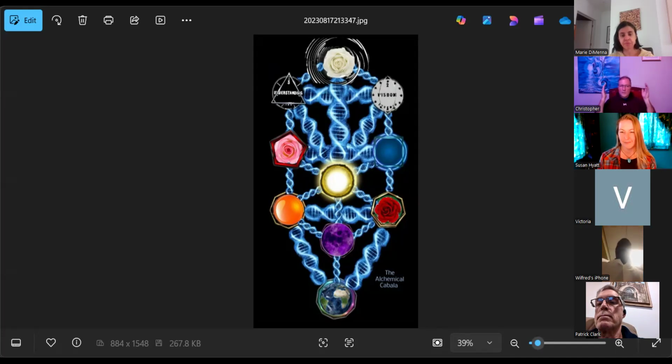All right. So the middle pillar is the primary pillar of the tree, and it is the straight path. It's the path that connects the very highest straight down to the very lowest sphere on the tree of life. And because of this, the middle pillar is sometimes called the direct path. Sometimes it's called the path of the arrow.